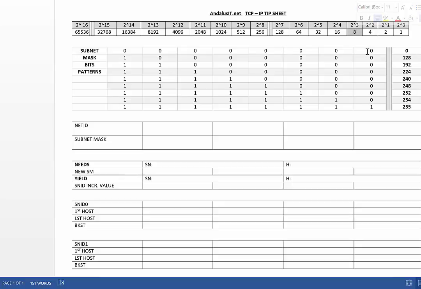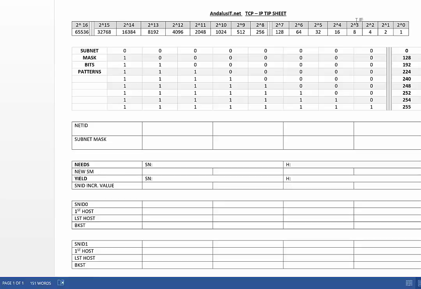If I borrow 3 bits, right here, I can create 8 networks. Now that's a little bit more than what I need, and that's okay. When I present that to the clients, I present that as room for growth. Because look, if I borrow only 2 bits, I can only create 4 networks, and I will not be able to meet the needs of my clients.